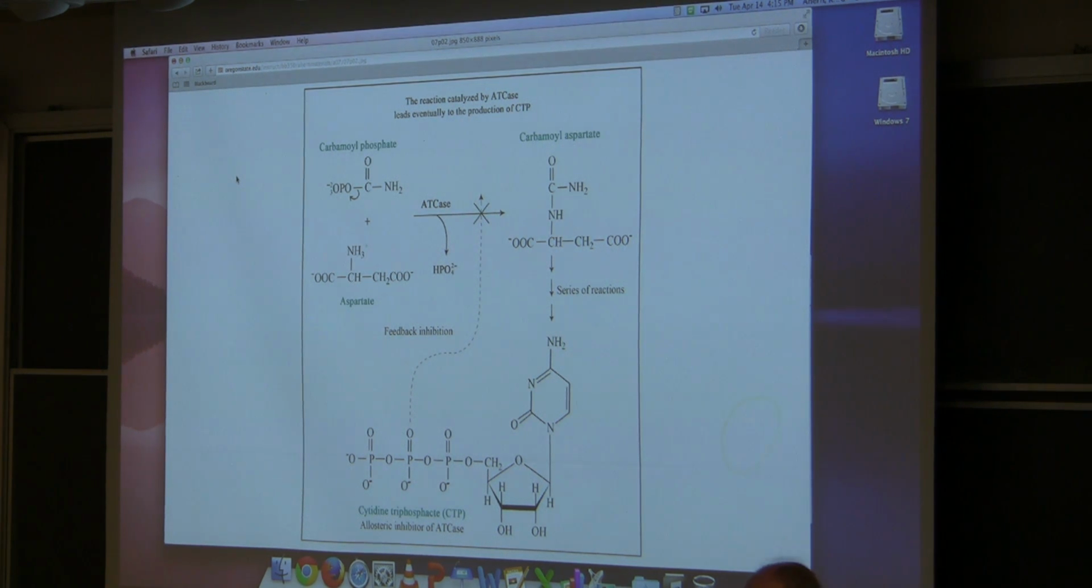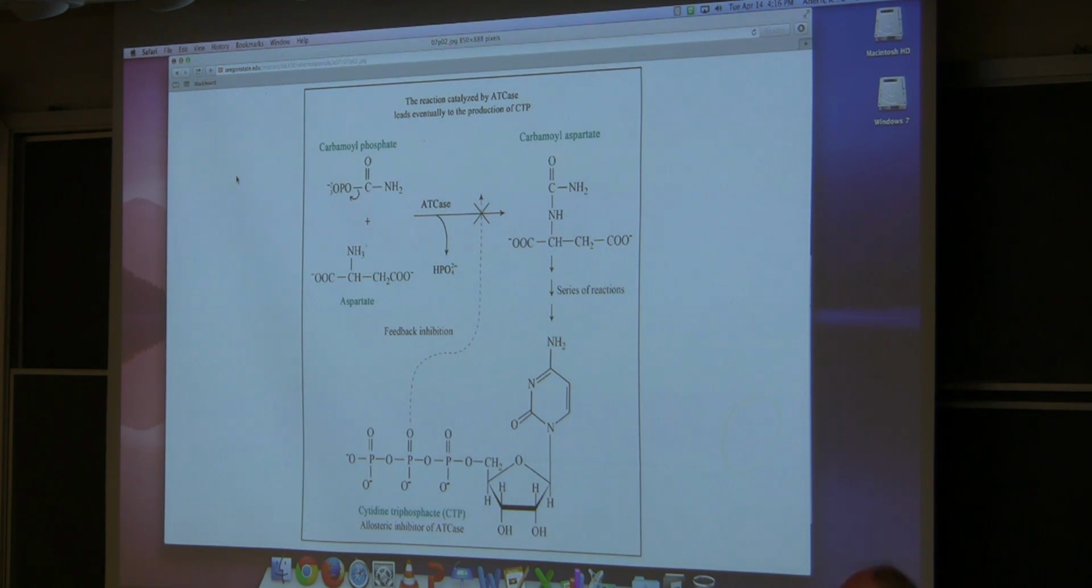This phenomenon I've just described to you has a name. It's called feedback inhibition. What's happening is the end product of the pathway is feeding back and turning off the first enzyme in the same pathway. Perfect balance. Too much CTP, pathway turned off. Too little CTP, pathway turned on.